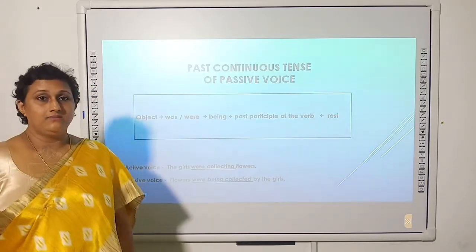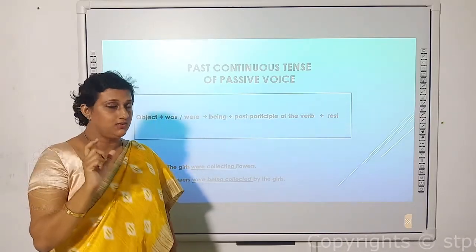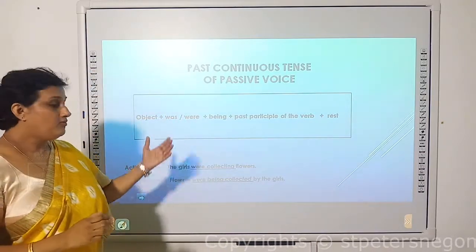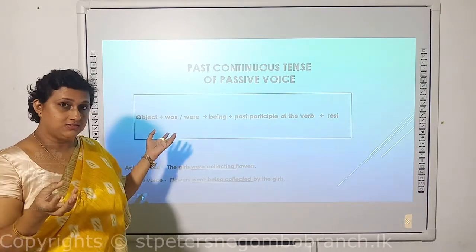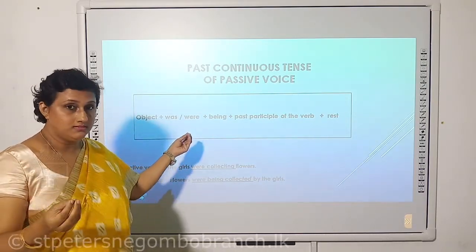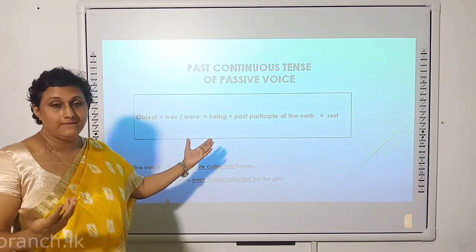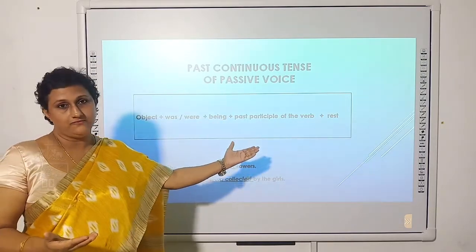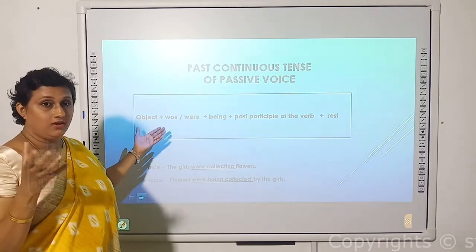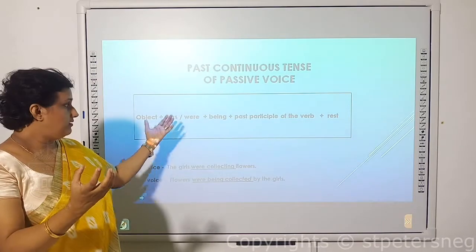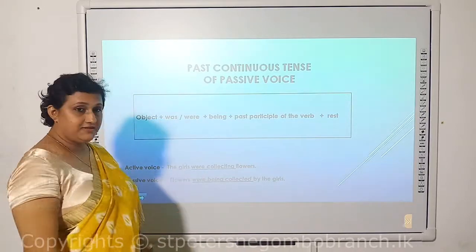So now next we are moving on to our last tense, that is past continuous tense. Past continuous tense of passive voice. We'll move on to the structure first. First you have the object, and then according to the object you have to use either was or were. Was or were. Then, since it is continuous formation, you have to use the word being, the past participle of the verb, and the rest of the sentence, right? Structure again: object, was or were, plus being, plus past participle of the verb, and the rest of the stuff. Move on to the example.